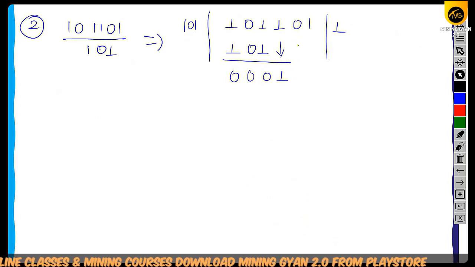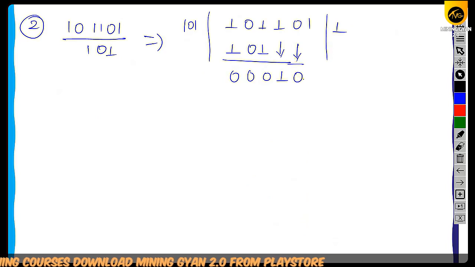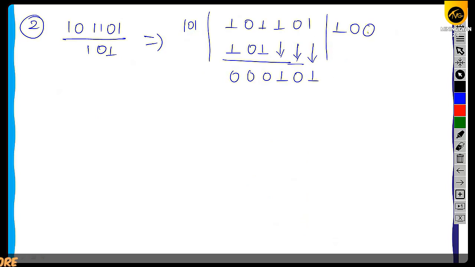The second number will be here, put down the 0, and add the 0 on the quotient portion. Again, 10 is less than 101, so you can directly use the next digit, which is 1, and again add a 0 in the quotient portion. Now the dividend will be 101 and the divisor will be 101, so they are equivalent.